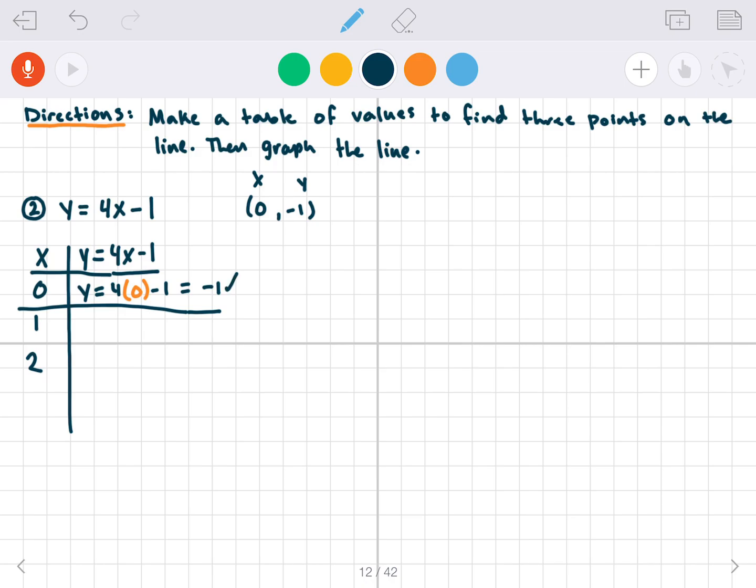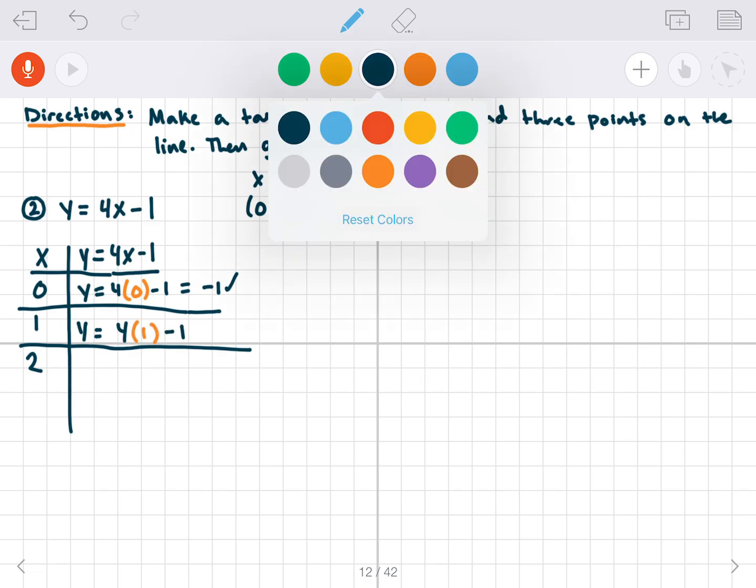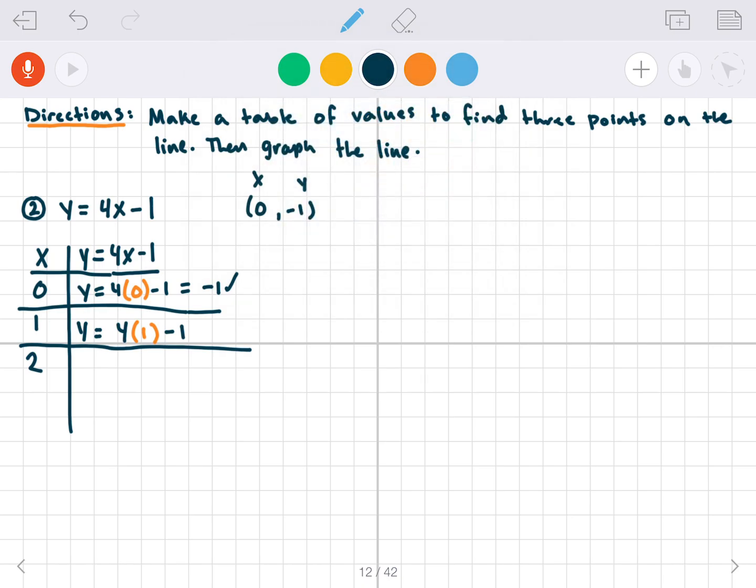Okay. Second ordered pair is when x is 1. When x is 1, if I plug 1 in for x, I get 4 times 1 minus 1, and that's going to give us 3. So another ordered pair is when x is 1, y is 3.